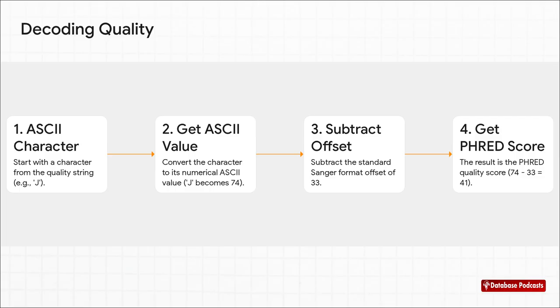For J, that's 74. Then you subtract a standard offset number, which for modern files is 33. So 74 minus 33 equals 41. That final number is the PHRED quality score, a direct measure of accuracy. The higher the score, the better the quality.